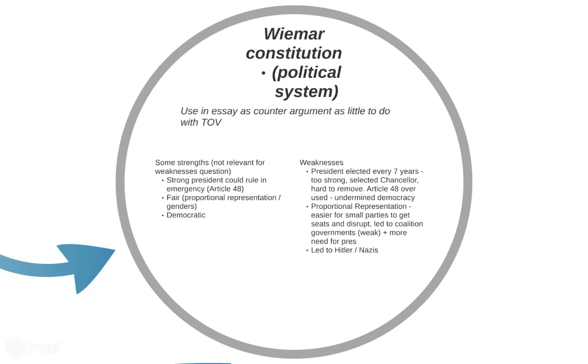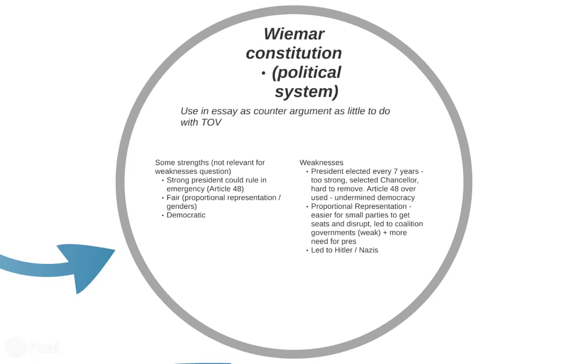Anyway, Article 48 was overused, particularly later on and after the Wall Street crash, which we'll talk about at a later date. But in this case, Article 48 did undermine the democratic system of being able to vote for a government, because they wouldn't necessarily be able to do anything. One of the main reasons they wouldn't be able to do anything, aside from the president overruling them, was because of proportional representation. So here's the corresponding negative.